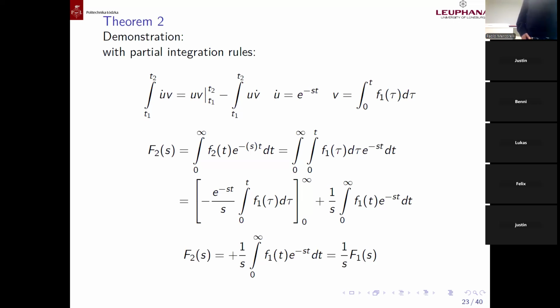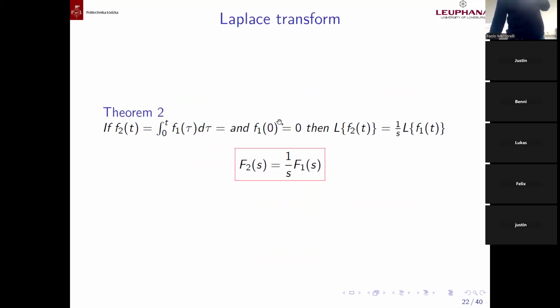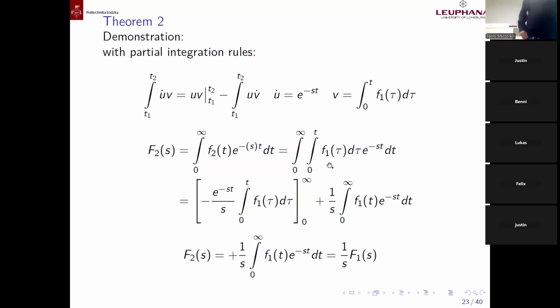Excuse me, in this case, I have to add. If f1 of 0 is not 0, I have to add plus f1 of 0.